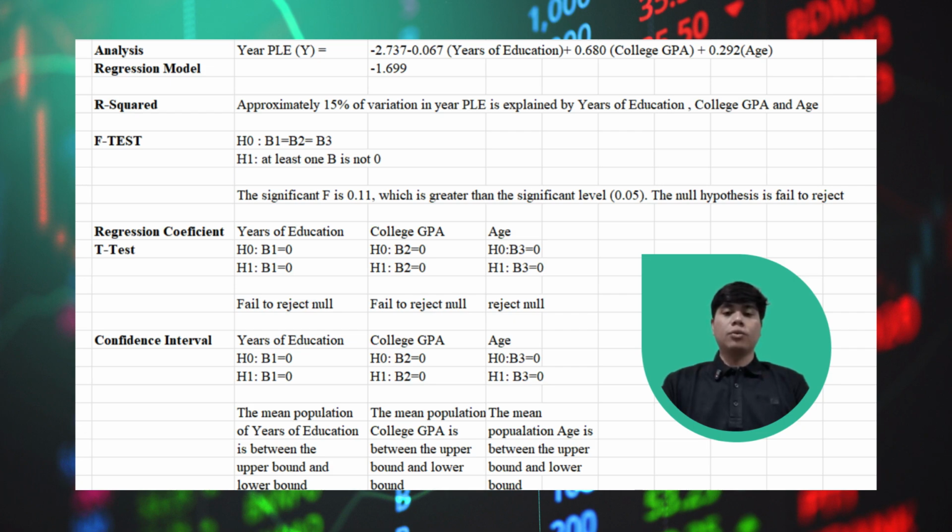The significance F value we got was 0.11, and since that is greater than our significance level of 0.05, we failed to reject the null hypothesis. In other words, statistically speaking, this overall model is not significant. We can't confidently say education, GPA, and age taken together actually predict retention.